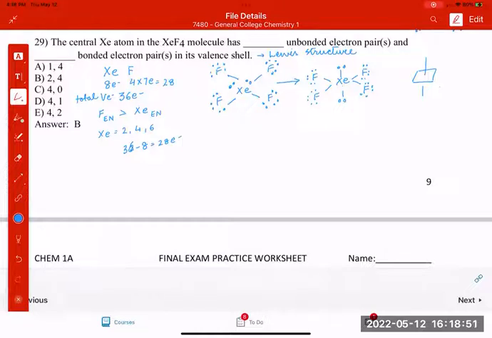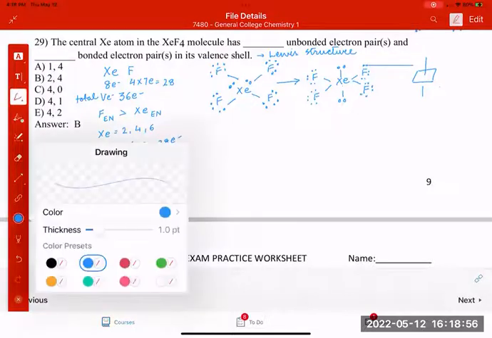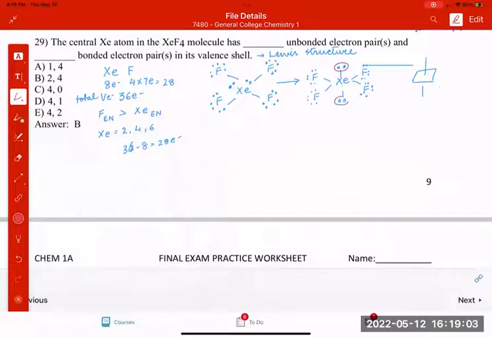2 non-bonded electron pairs. So this is one pair, this is the second pair. So that's 2, and there are 4 bonded electron pairs. So these are pairs, but they are bonded electron pairs. These are just the electron pairs. Okay, so the answer is D.